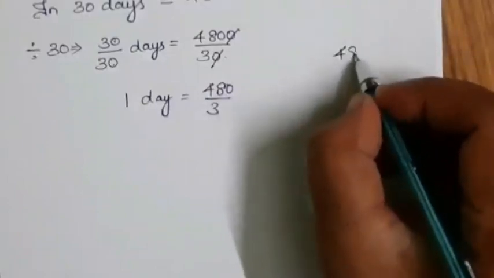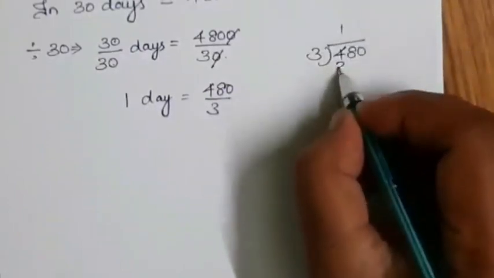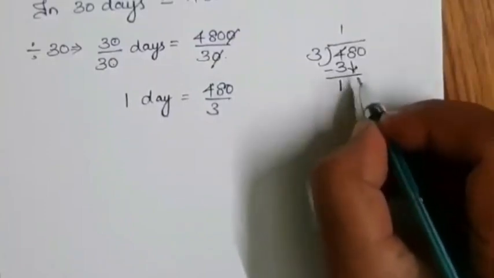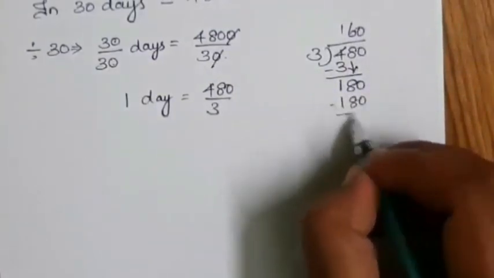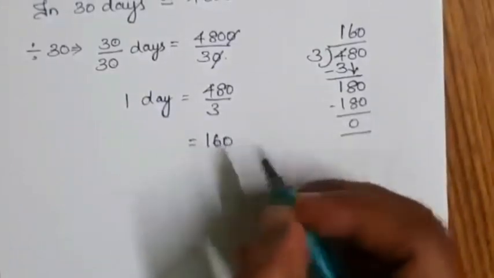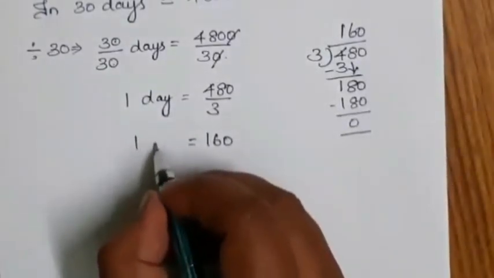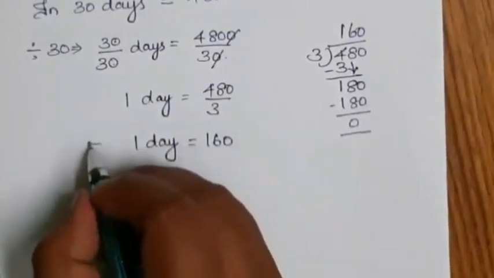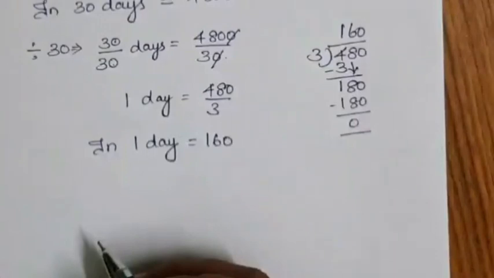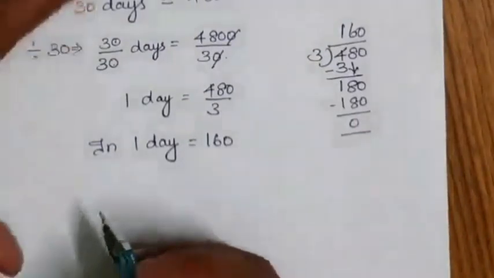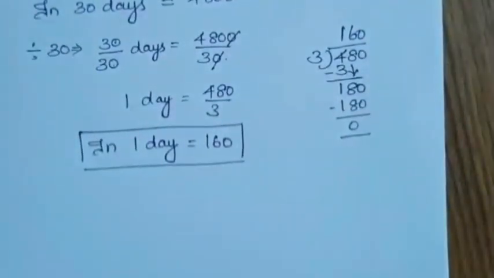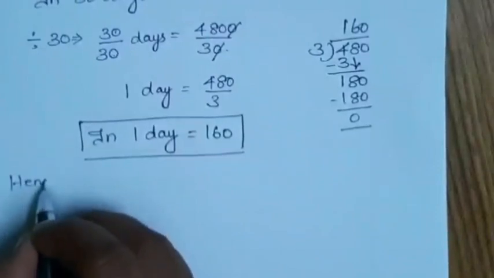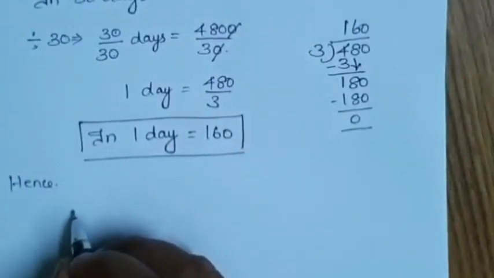We have to divide 480 by 3. Using the 3 table: 1 3 is 3, subtract 3 from 4 we get 1, bring down 80, we get 180. 60 3s are 180, subtracting 180 from 180 we get 0. Therefore the answer is 160 from the quotient. We get 1 day is equal to 160 calories. Hence, he lost 160 calories per day.